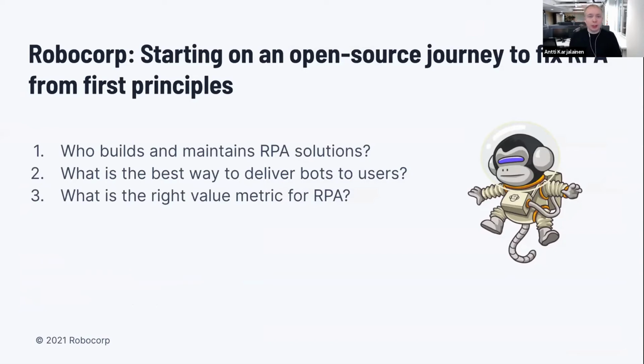Is it really the citizen developer, or do we want to target somebody else? What is going to be the best way to deliver bots to users? And what's going to be the right value metric for RPA? Now, since this is all things open, some of these problems that we are solving are not specific to open source. But then again, there's a lot of open source that we are bringing into this space, so they can overlap with each other.